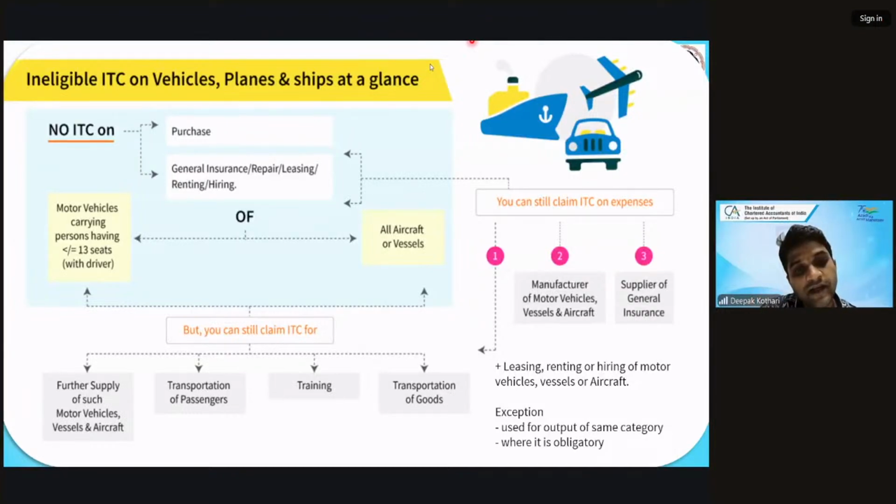So the transportation of passengers or goods, yes, they can claim. This is all an exception, Anubhav, that they can claim it. Even if it is less than 5 persons, they can still claim it. Exception explanation. So the exceptions are three things.